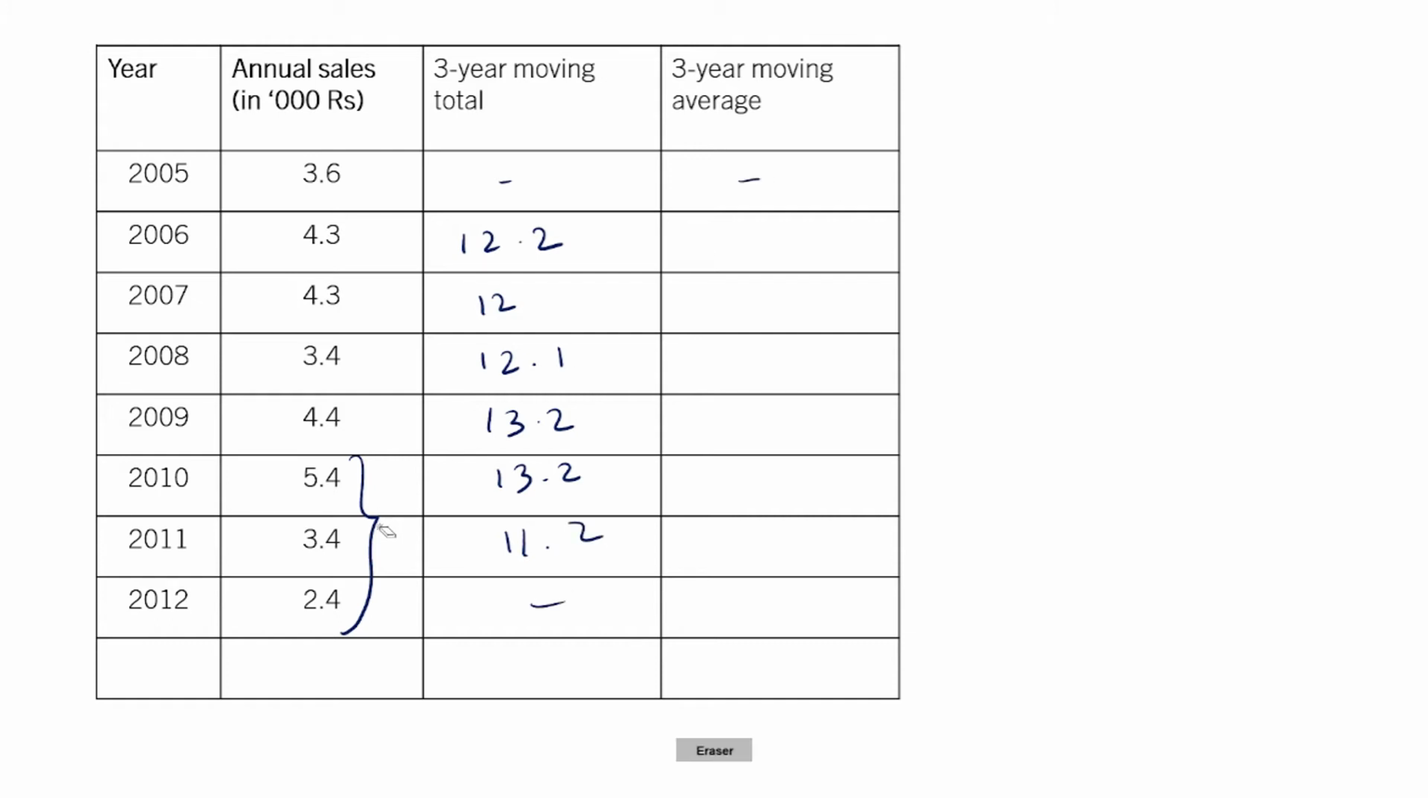Now the 3-year moving average is calculated by dividing this total by 3. So 12.2 by 3 is 4.07, 12 by 3 is 4, 12.1 by 3 is 4.03, 13.2 by 3 is 4.4, 13.2 by 3 again 4.4, and 11.2 by 3 is 3.73. So these are the values for the 3-year moving average for the given data.